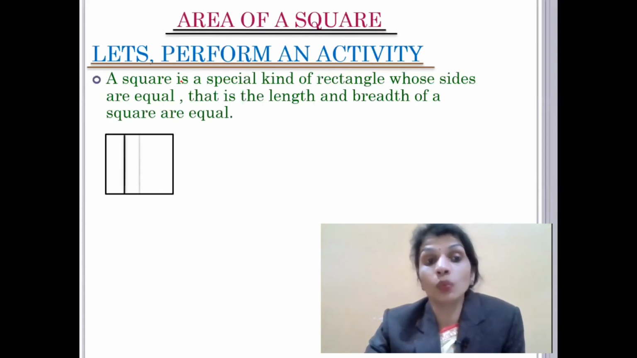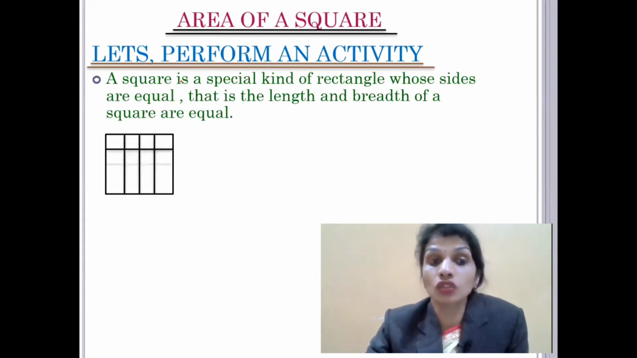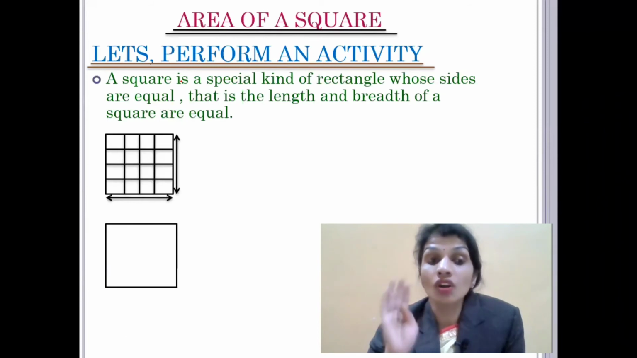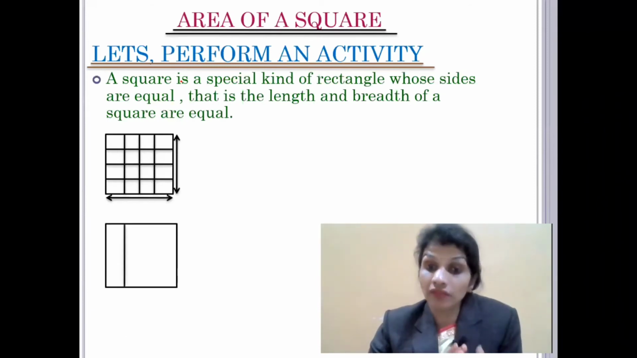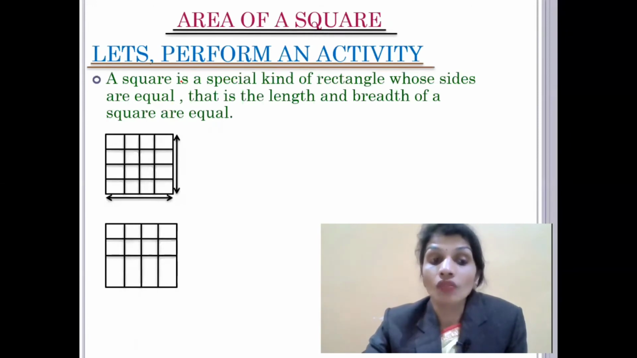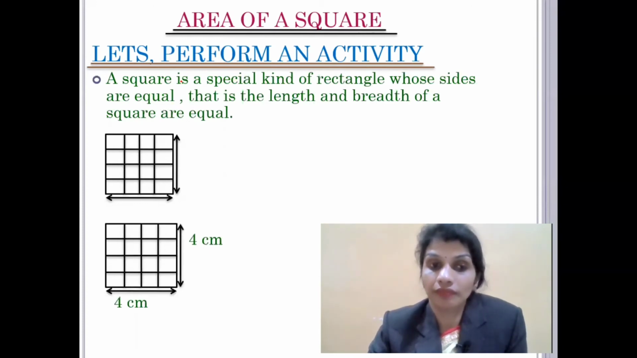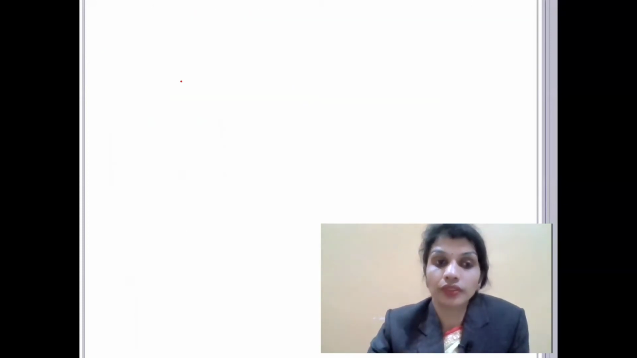Now I have taken one square and I'm dividing it into 4 equal parts. Why? Because its length and its breadth are 4 and 4 centimeter. See here, I'm dividing in both ways, horizontal and vertical. It remains the same because here the length and breadth are 4 centimeter and 4 centimeter only. Length and breadth 4 and 4.